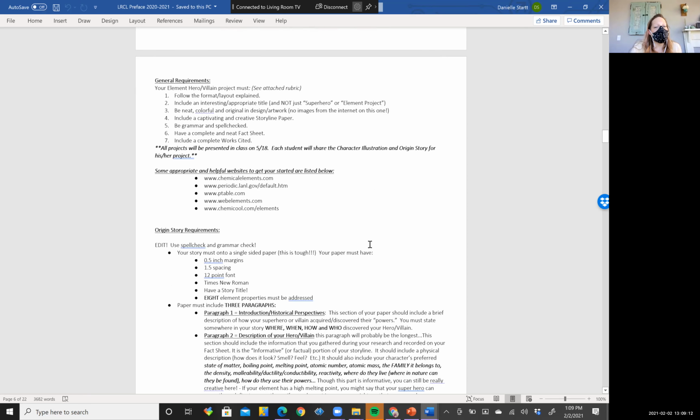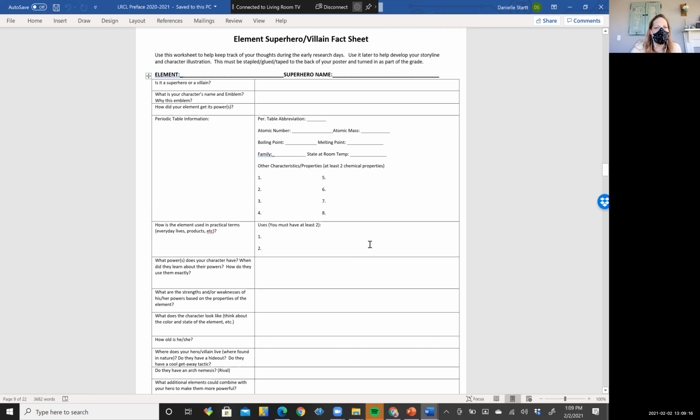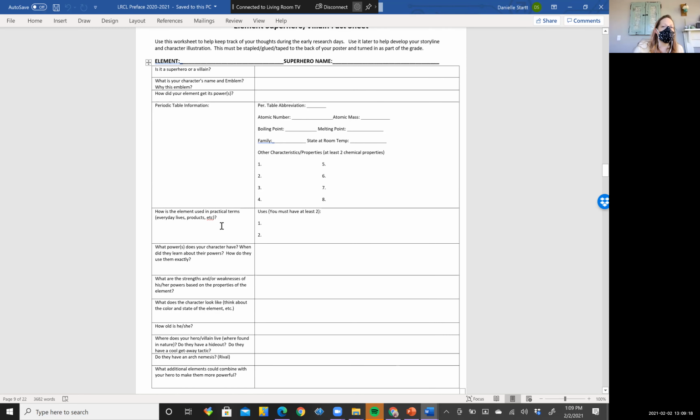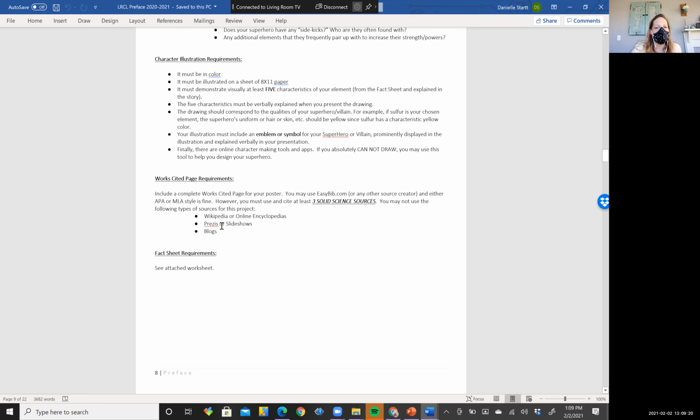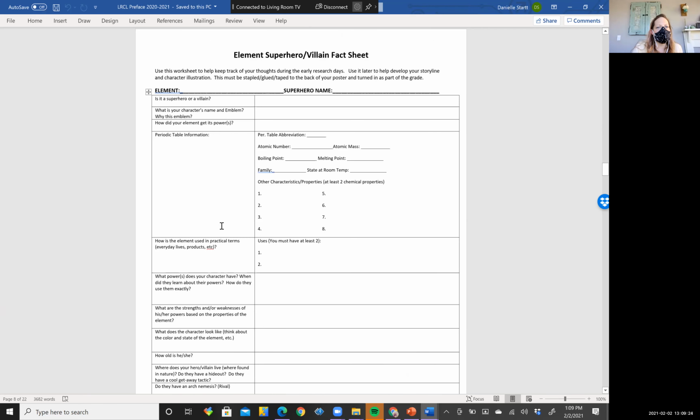So there's a layout, and it looks like this. This is basically what you have to answer and the information you have to get, and then you're going to present it. But the information that you'll be looking for is: is it a superhero or a villain? And then you have to come up with a name and an emblem, like a logo.